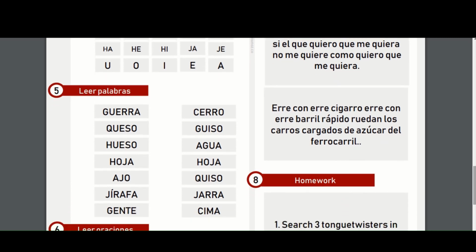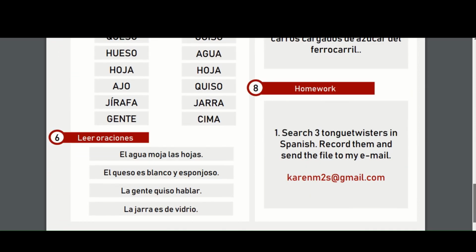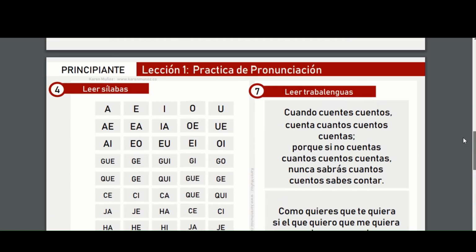So, it's normal if you feel like you are not so good with R's. It's okay. Probably the muscle that produces the R in you is not so strong because you haven't used it. So you need to practice. Maybe in a following video, I can explain a little bit more how you can pronounce the R.